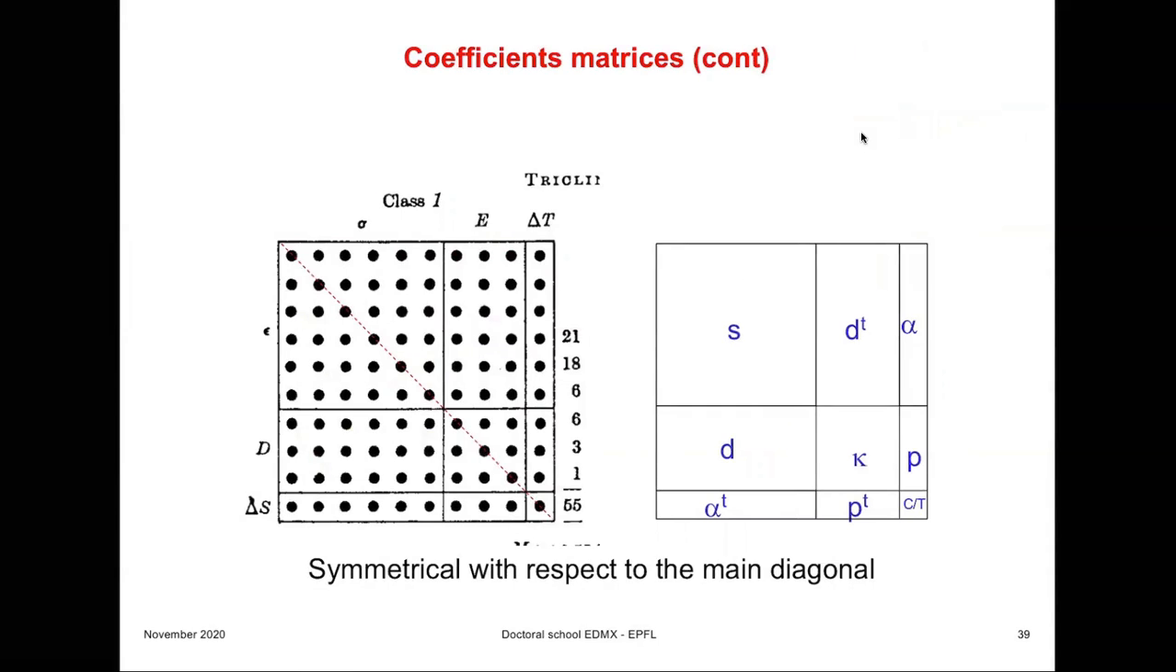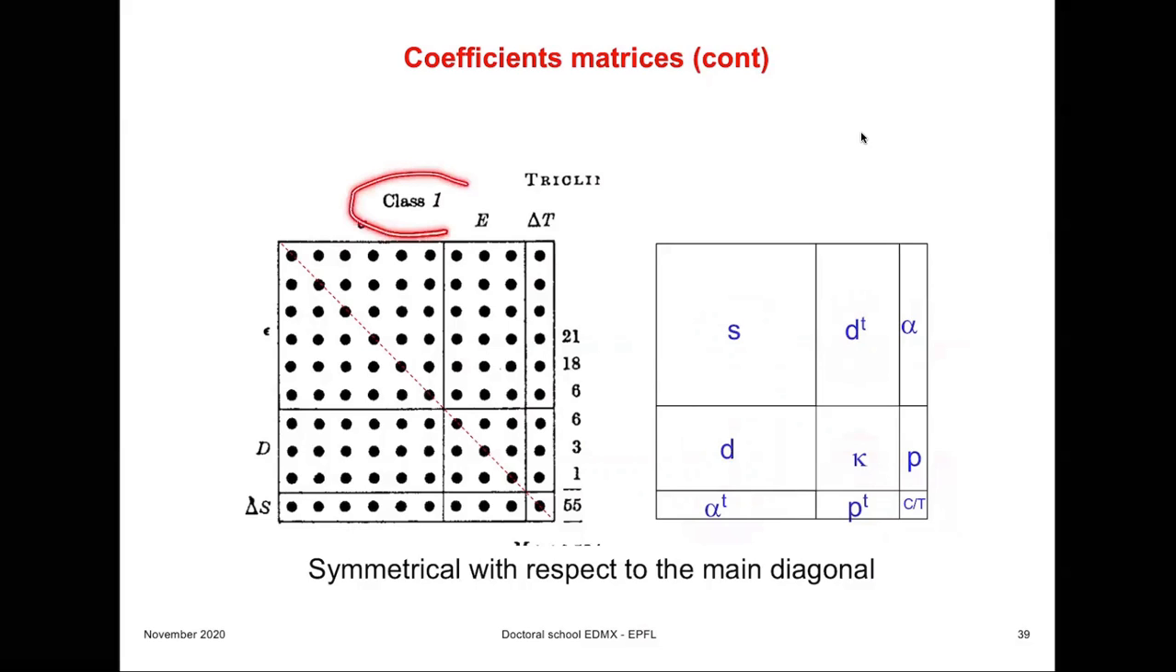You will find in the books that they are presented in matrices like this, which are symmetrical with respect to the diagonal. Here you have elastic compliance or stiffness. Here are piezoelectric coefficients. You see that these are transposed. This is the electric permittivity. This is the pyroelectric coefficient. This is piezocaloric or thermal expansion coefficients, and this is heat capacity, which is the scalar.